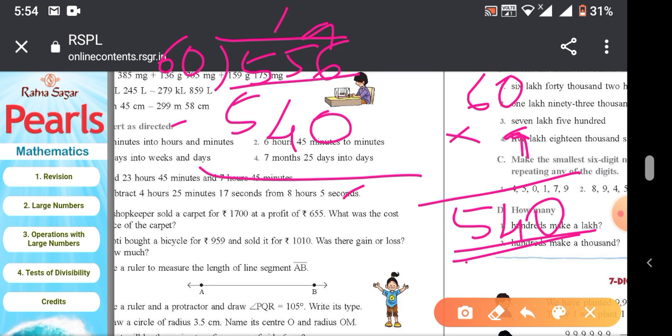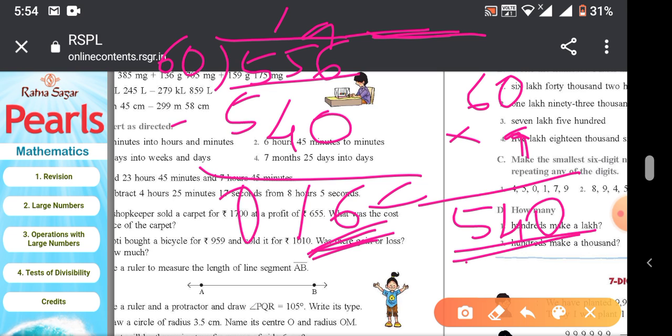Next, 6, 1, 0. So 16. So 9 hours, 16 minutes. Okay, this quotient indicates hours and this remainder indicates minutes. So 9 hours, 16 minutes is the answer. Next.